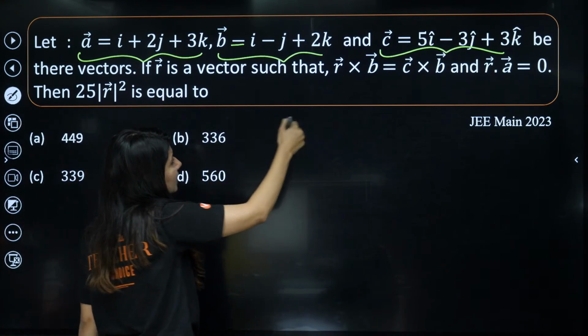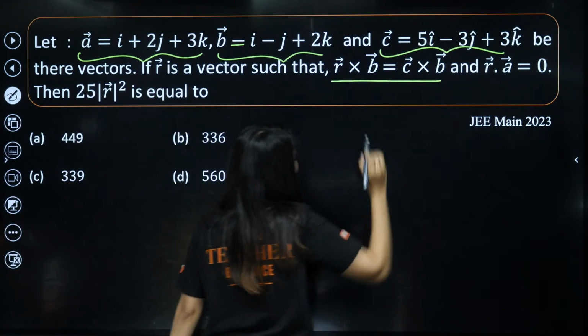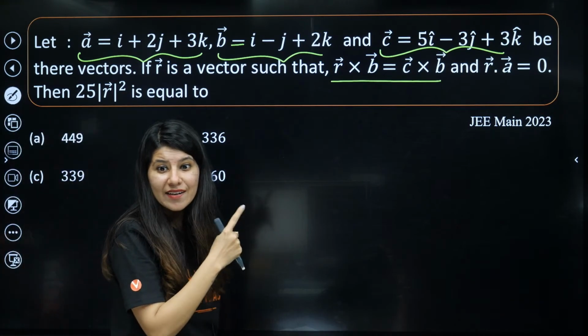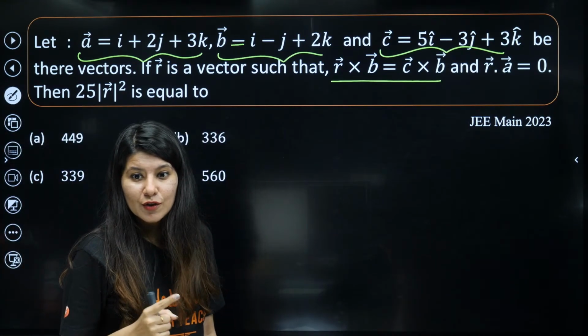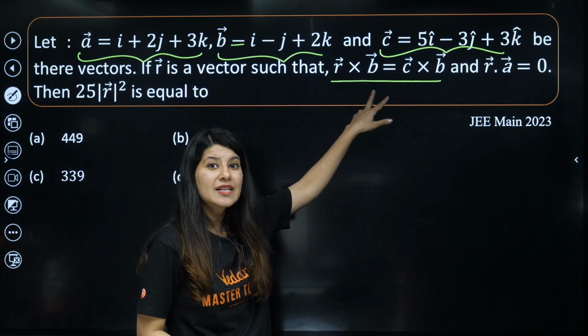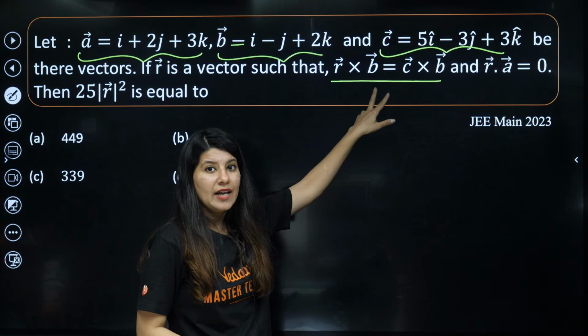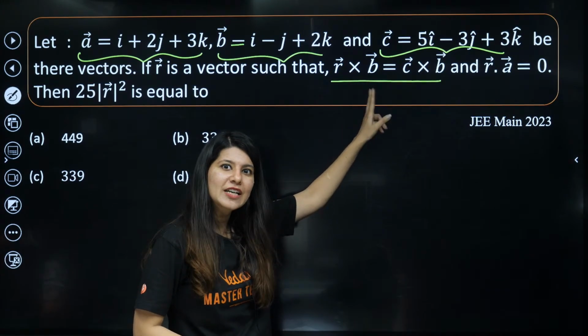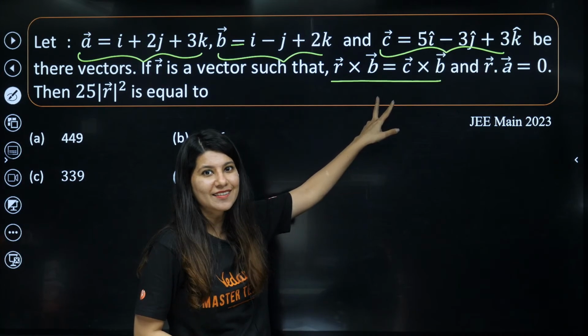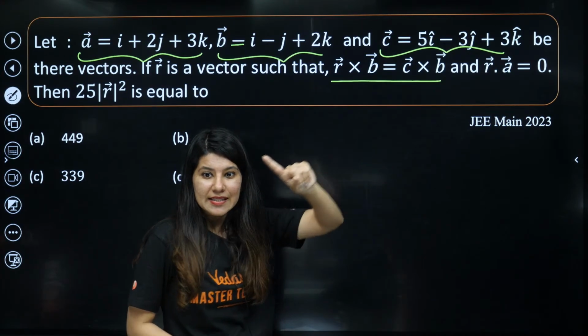If R is a vector such that R cross B is equal to C cross B, okay. So you know how to tackle this. This particular vector equation is very important. And you can definitely see this in your upcoming JEE in 2024. I'm not kidding.